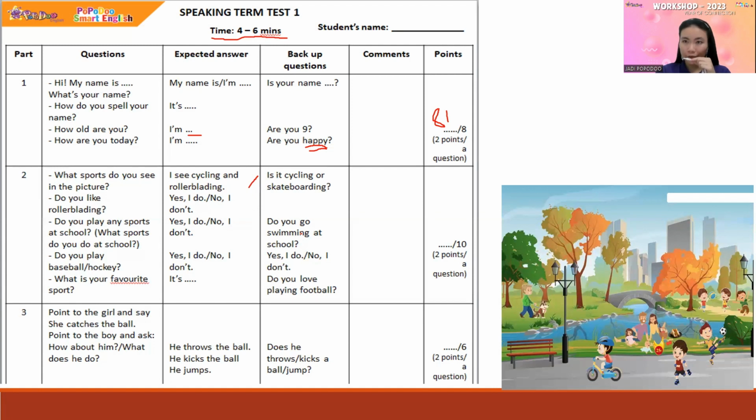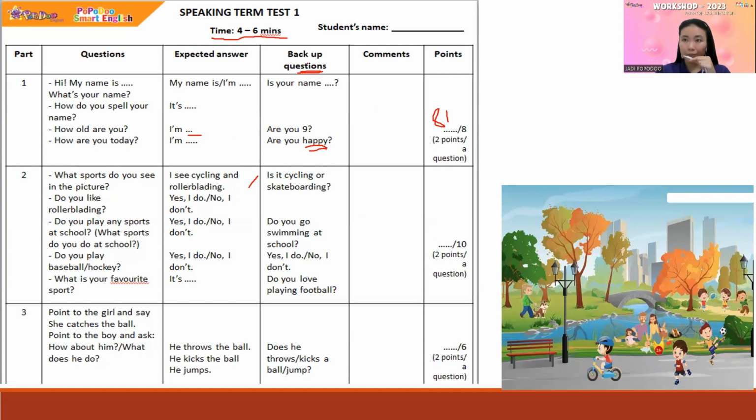And if they cannot answer the question, you need to add a backup question here. Now please have a look at the backup questions. Remember that you don't wait for them so long. If they cannot respond to your question, you need to ask backup questions to make it easier for them. For example, you point to the picture and say, is it cycling or is it skateboarding? Is it volleyball? Is it football? The student will say yes, and you guide them to answer: I see cycling, I see skateboarding, or I see football here. So depending on the performance, you will get the points here.